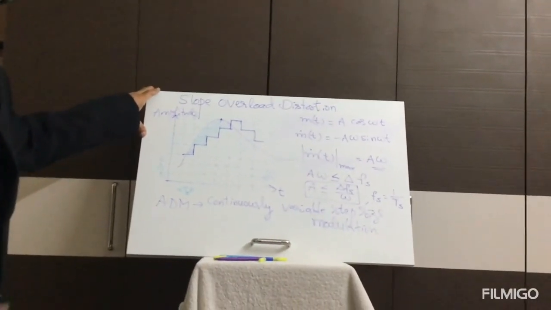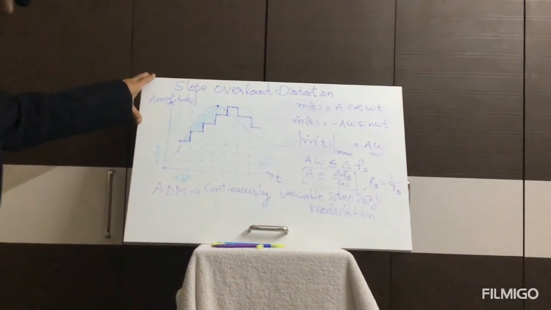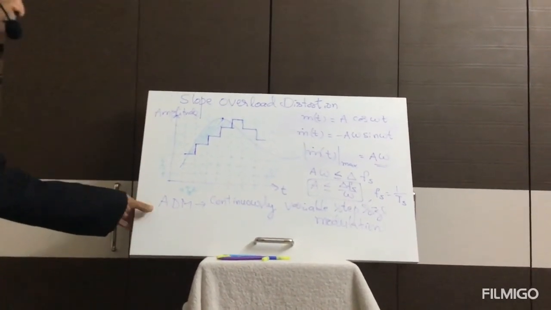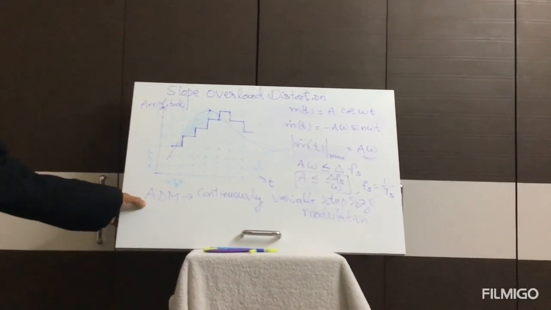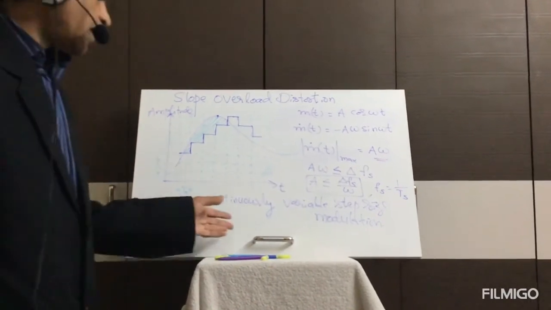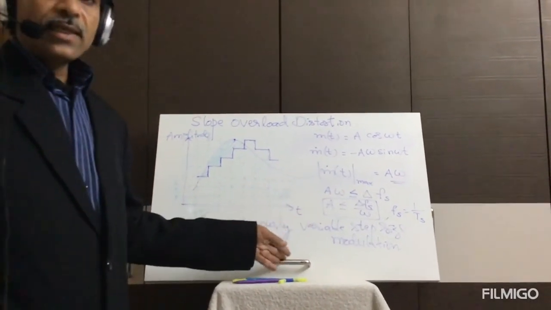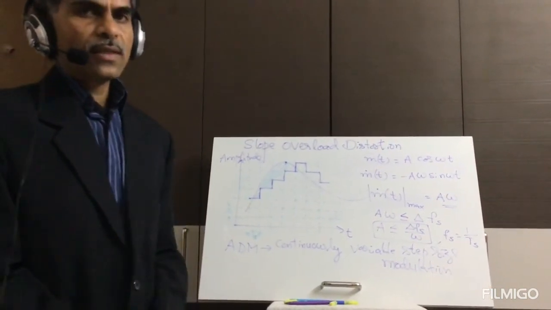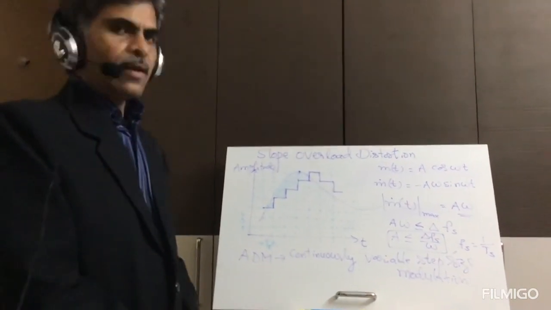Or if you are suffering from granular noise also, then what should be the remedy here? You should adopt this ADM, the adaptive delta modulation technique, where continuously the step size will be changing to overcome the two difficulties. One is slope overload distortion, another is the granular noise.